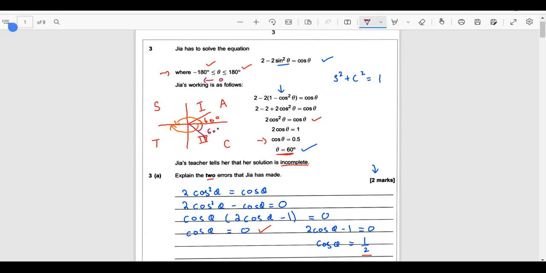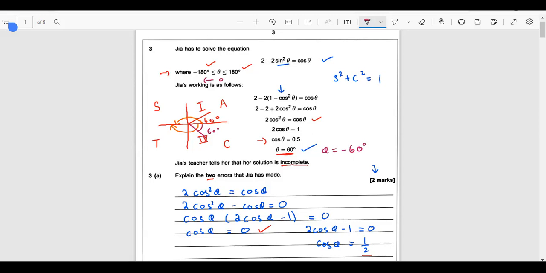But since the direction is going to be opposite, it would be minus 60 degrees. So this is what she missed. It would be minus 60 degrees. She missed this. Did you understand this question? Yeah. All right, very good.